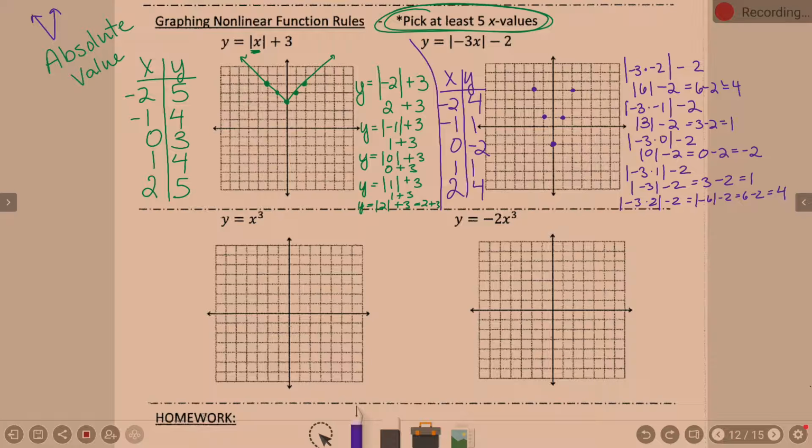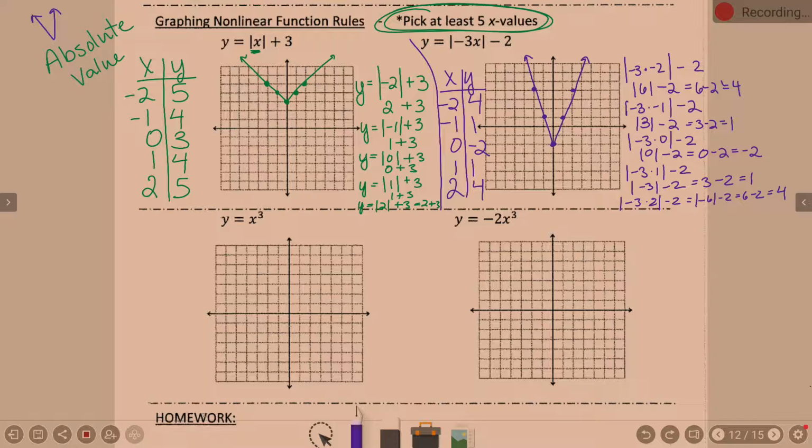Right. We still have a V? Yeah. What happened to the V? Bigger. Bigger as in taller, is that what you're meaning? I would call it skinnier. It's all because of that 3 there. Okay. So these absolute value function graphs are V's.